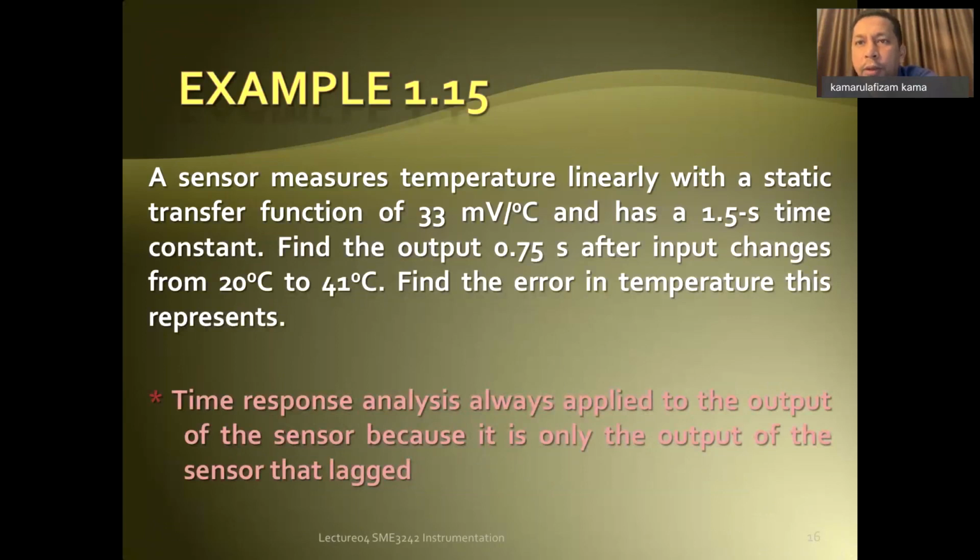You can always look at this example. A sensor measures temperature linearly with a static function of 33 millivolt per degree Celsius and has a 1.5 second time constant. So T in this case is 1.5. Find the output 0.5 after the input changes from 20 to 41 degrees. Find the error in temperature this represents.